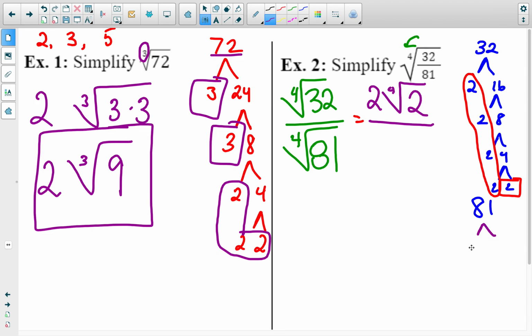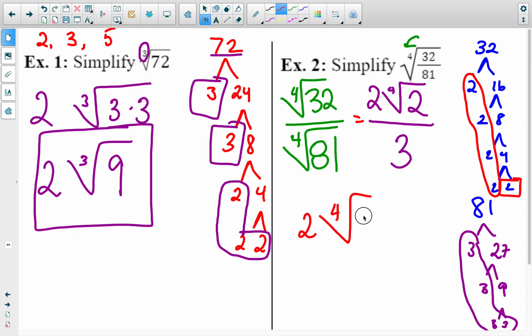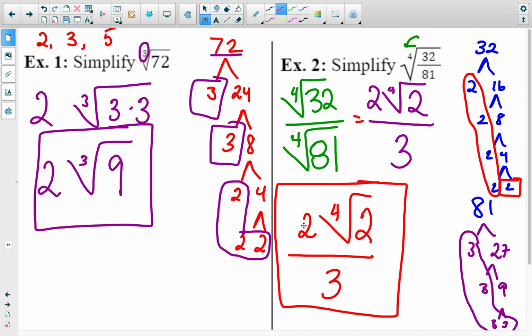And now 81. Let's take it 3 times 27, 3 times 9, 3 times 3. And then would you look at that? We're taking this out in groups of 4. There are exactly 4 3's here, which means that 81 can be fully simplified as 3. Okay, so our final answer is 2 times the 4th root of 2, all over 3. We are done because 2 and 3 can't be simplified any further, and there are no radicals in our denominator.